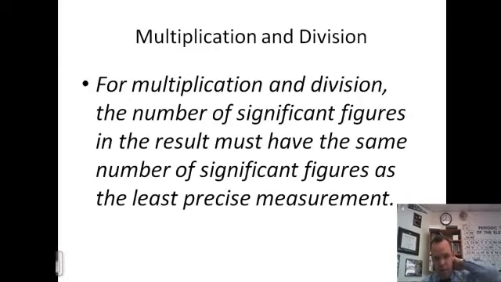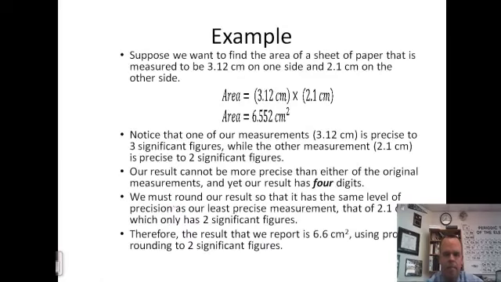So the first major rule for us: in multiplication and division, the result must have the same number of significant figures as our least precise measurement. Let me underline that, because it is so important: least precise. Whichever number has the least number of significant figures, that will be the number of significant figures we can have in our final answer. So we will always round to the least number of significant figures from any given data.